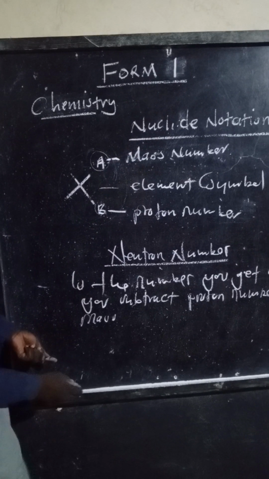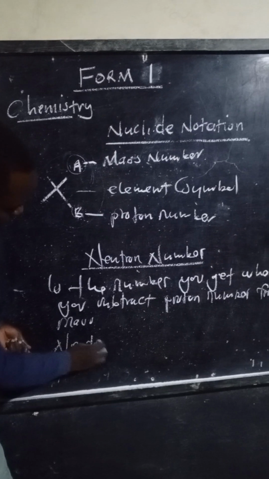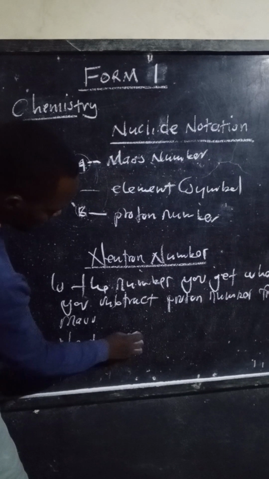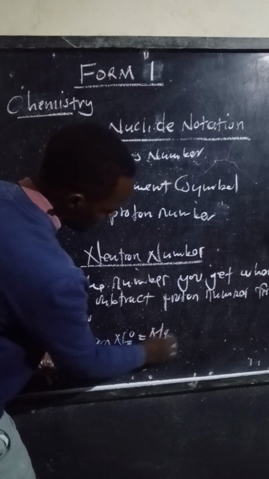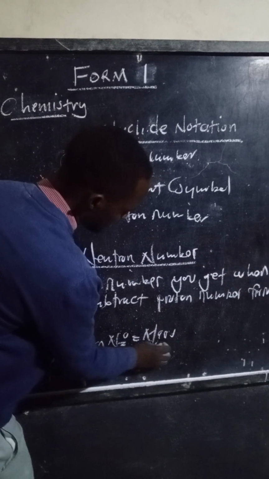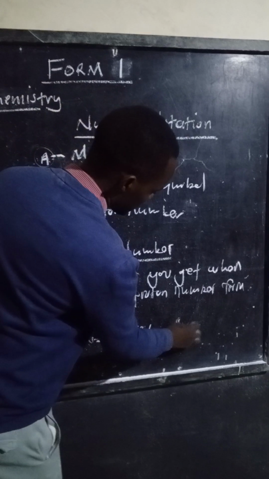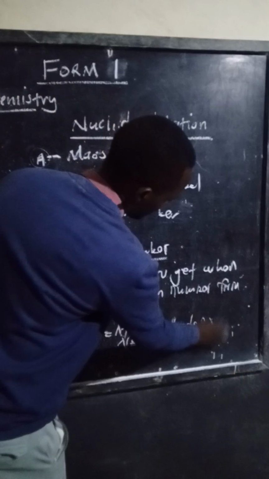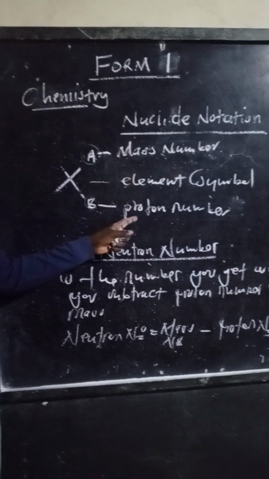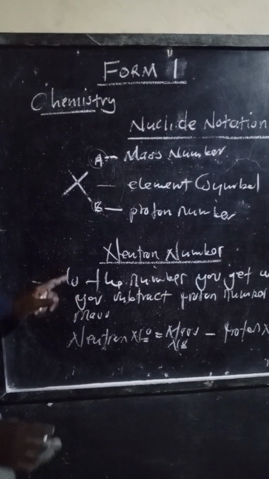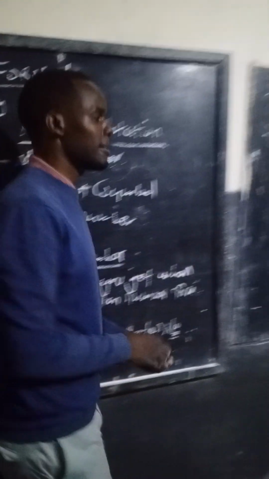So in other words, for us to find the neutron number, we're supposed to say the mass number minus what we call the proton number. So it's this one minus this one. Let me just give an example, a lovely example, then I define this one. So let's see the simple example.